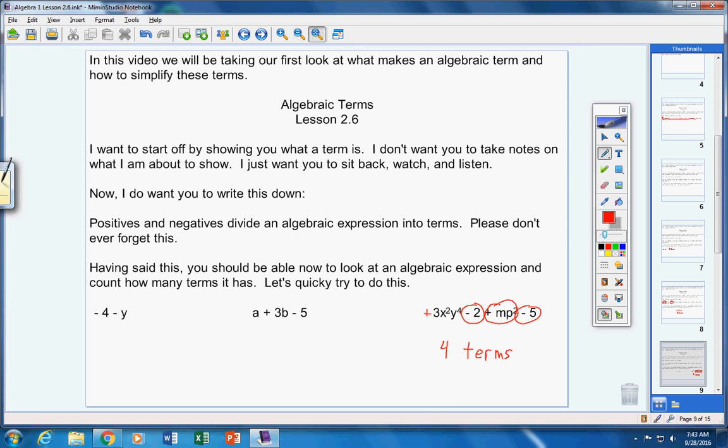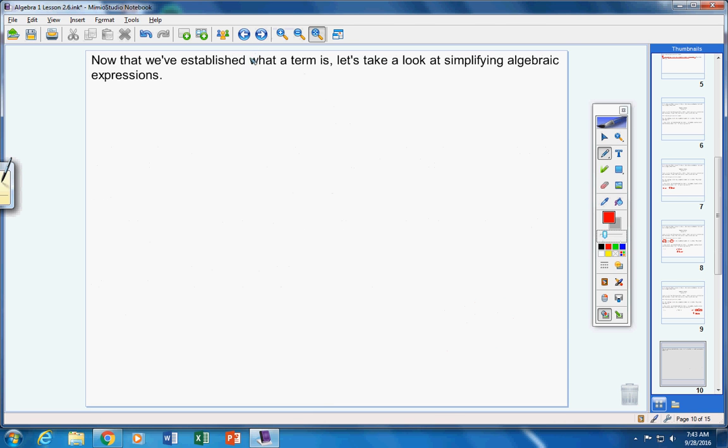Okay? It's very important because I'm going to use the phrase a lot this year. Like using steps to solve certain equations, I will say move this term here, move that term there. And you have to know what a term is, okay? Alright. Now that we've established what a term is, let's take a look at simplifying algebra expressions.